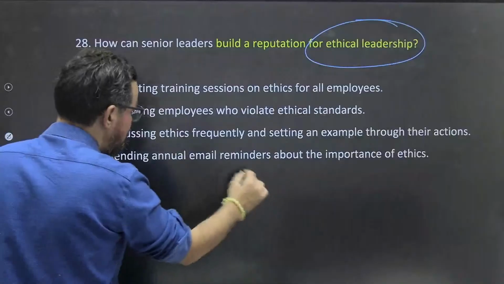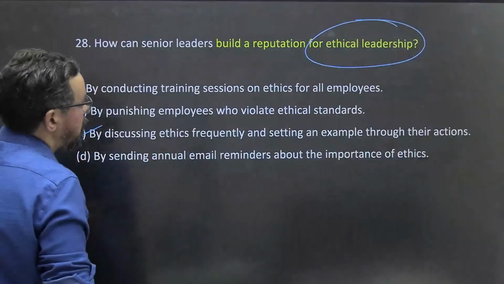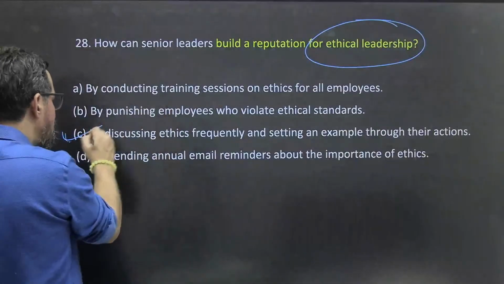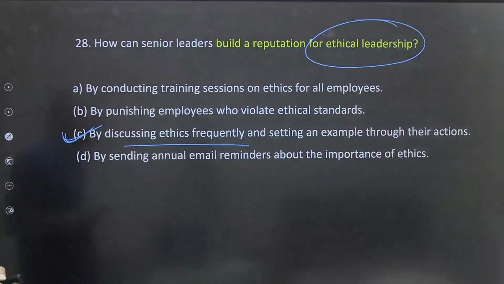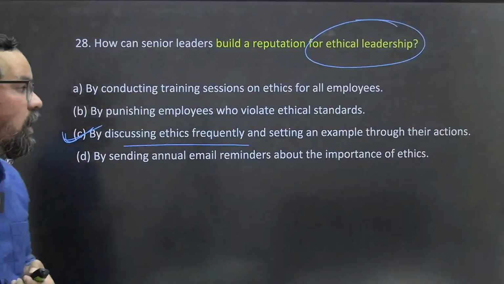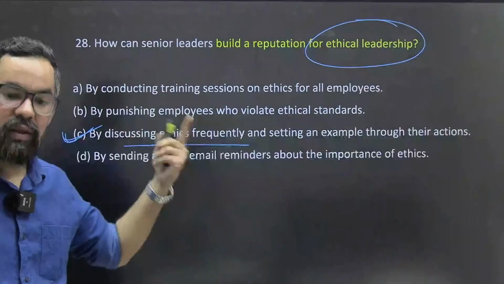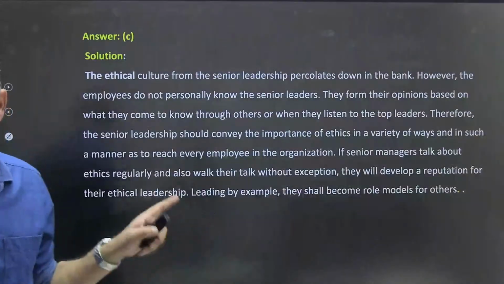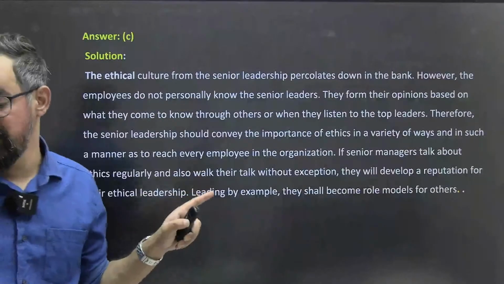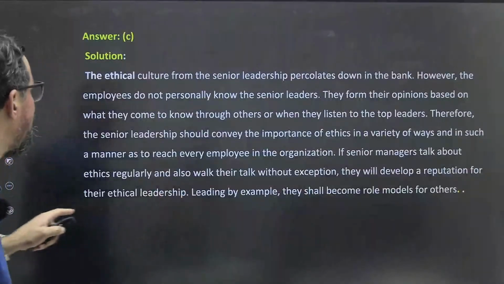Sending annual emails, no. By conducting training sessions, see, it cannot be imposed. The most accurate should be after this. Discussing ethics is very important and setting an example through their actions. That nudging and all can be applied in this particular case also. So option C will be the right answer for this one. Correct? Okay, next one.